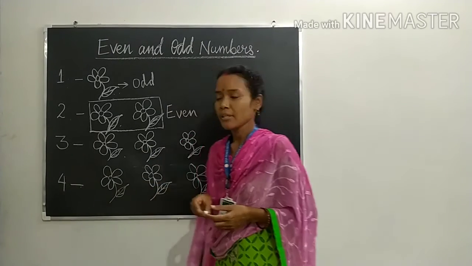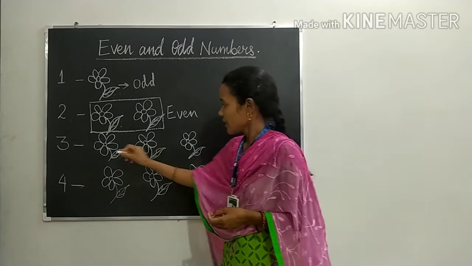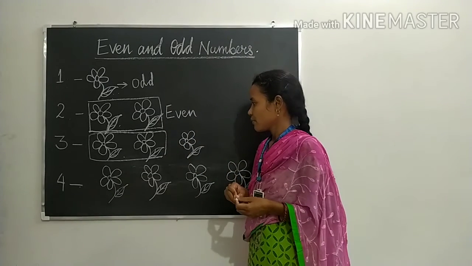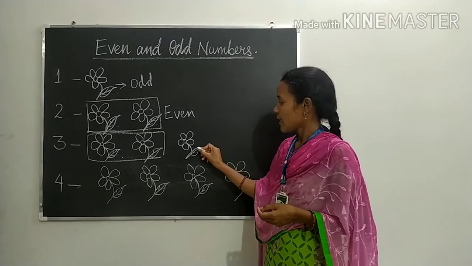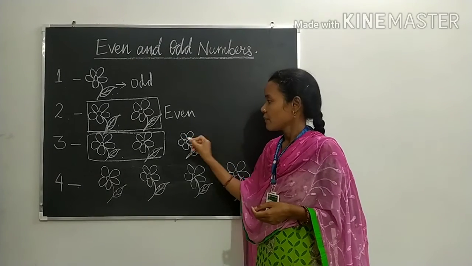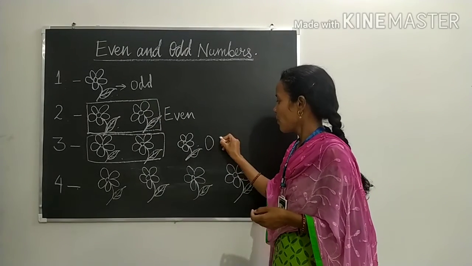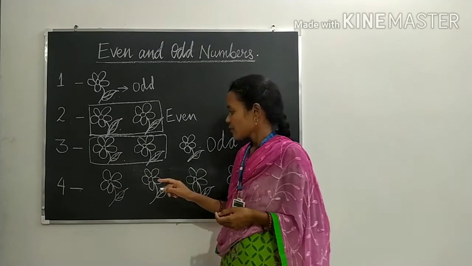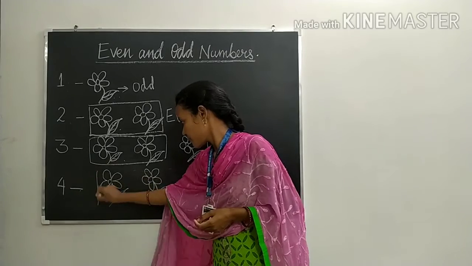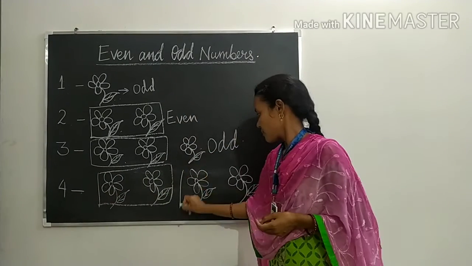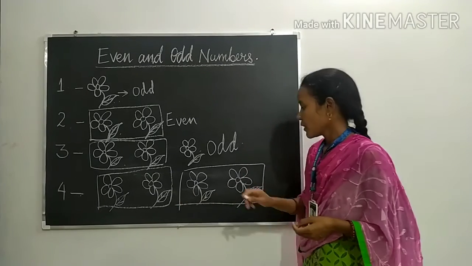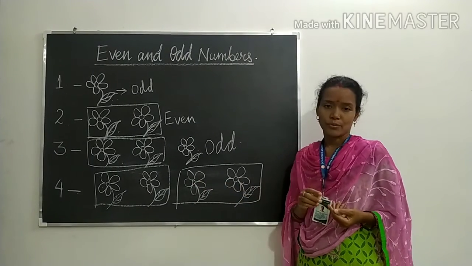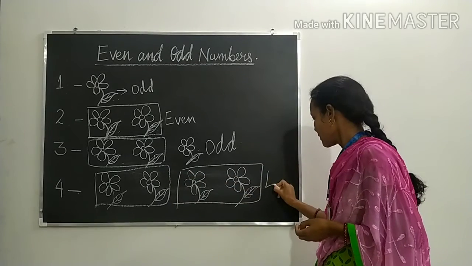Number 3. Can we make a group of 2? Let's try. No, it is not possible to make a group of 2 with number 3 because I have one flower left. I cannot make a pair with number 3. So, number 3 is an odd number. Okay, children? Similarly, number 4. 1, 2, 3, 4. Let's try to make groups of 2. 1, 2. So, here with number 4, easily we made groups of 2. We distributed the flowers into two groups. So, this number 4 is an even number.